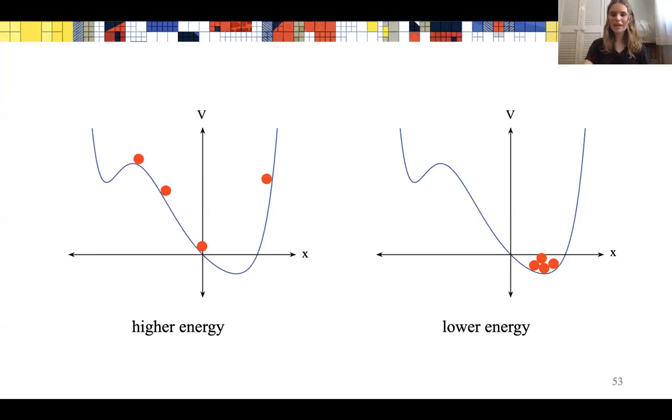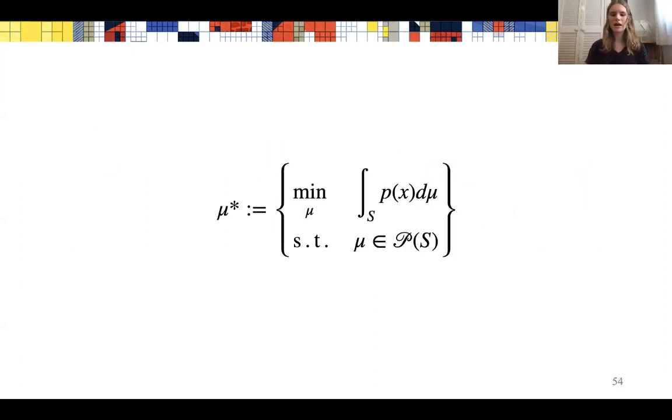And so we can kind of formalize this idea with measures. We have this optimization problem where we're searching for a measure such that when we integrate a polynomial p of x against this measure, we get the minimum.